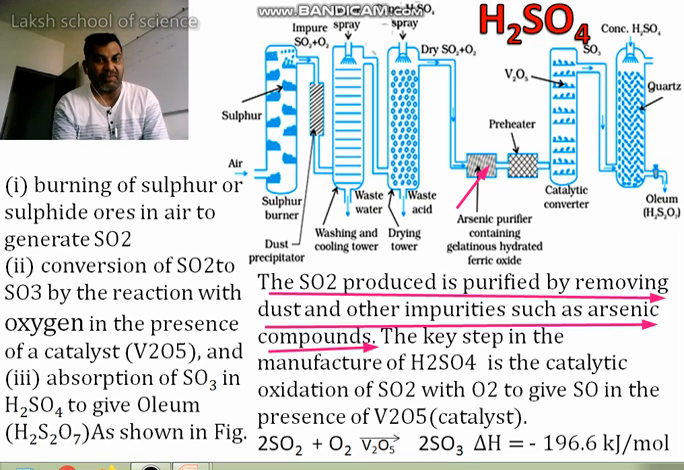The key step in the manufacture of sulfuric acid is the catalytic oxidation of SO2 with O2 to get SO3. So it should be SO3, you have to keep that in mind. It was not written by mistake. So this is SO3.